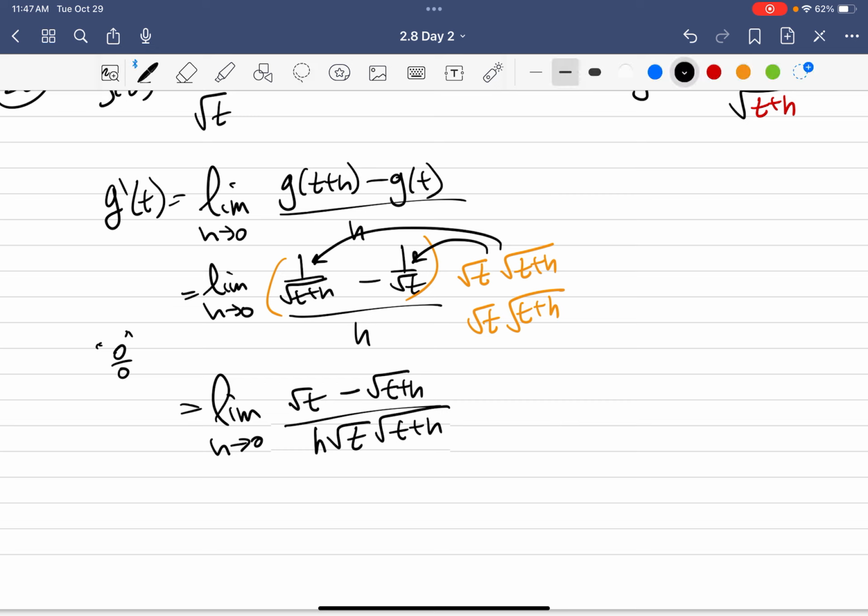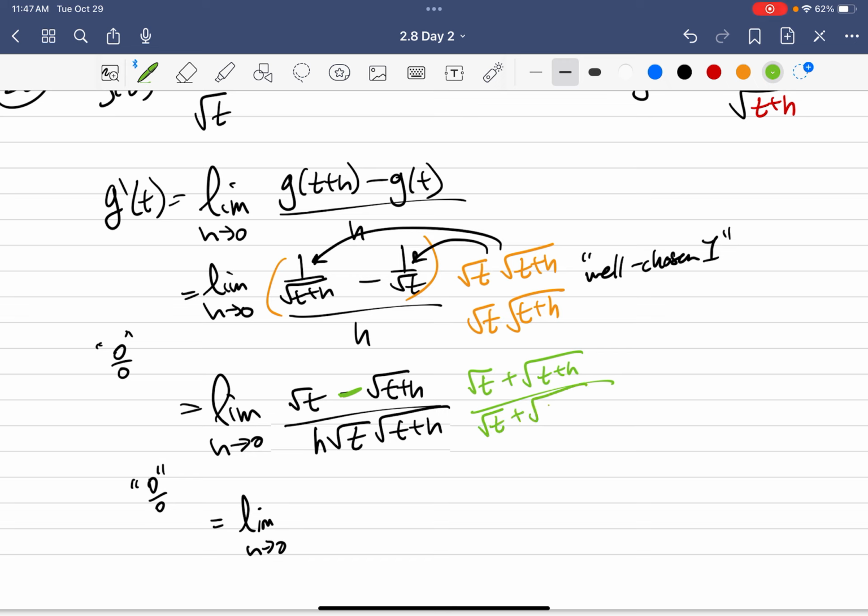So now again, I have a new limit. So we just used a well-chosen one. That was a good choice. But now I think you'll see that it's still, hey, what's up? 0 over 0. So I'm going to have to use another well-chosen one. In this case, we're going to use the conjugate. And the reason is because I just want to change the form, and I know that that's often something I do with square roots.